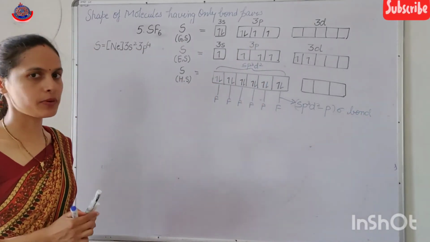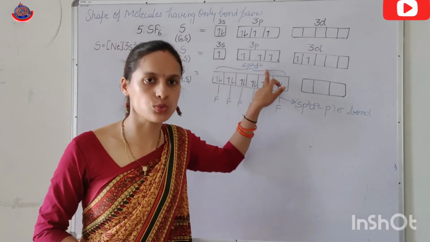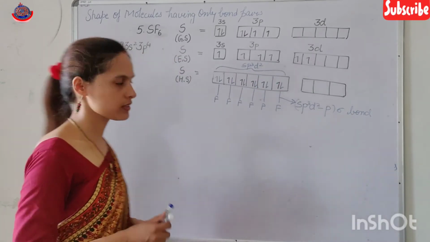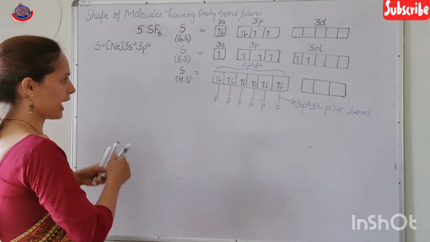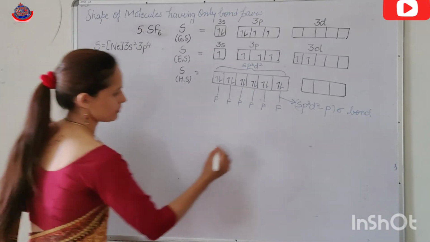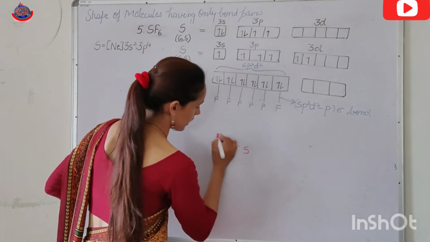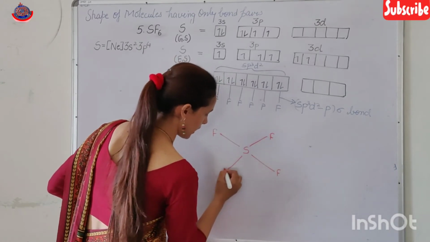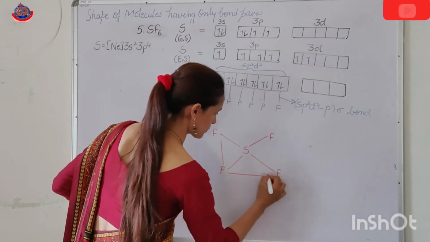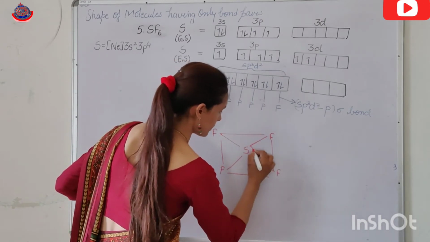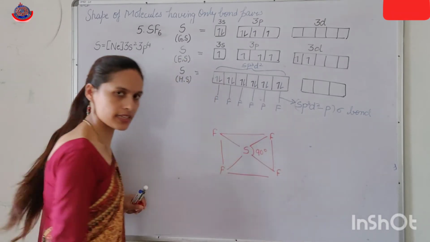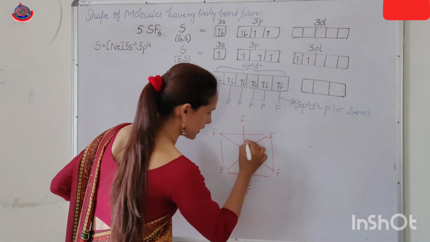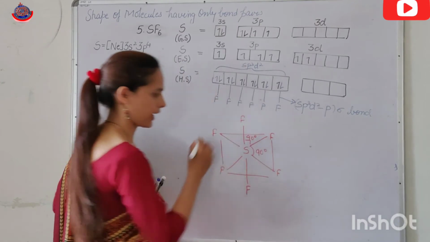And because the hybridization is sp3d2, the shape is square bipyramidal, and it is like this: S, F, F, F and F. Here it is a square. In a square we know that the bond angle is 90 degrees. Above the plane, below the plane, and here the bond angle is also 90 degrees.